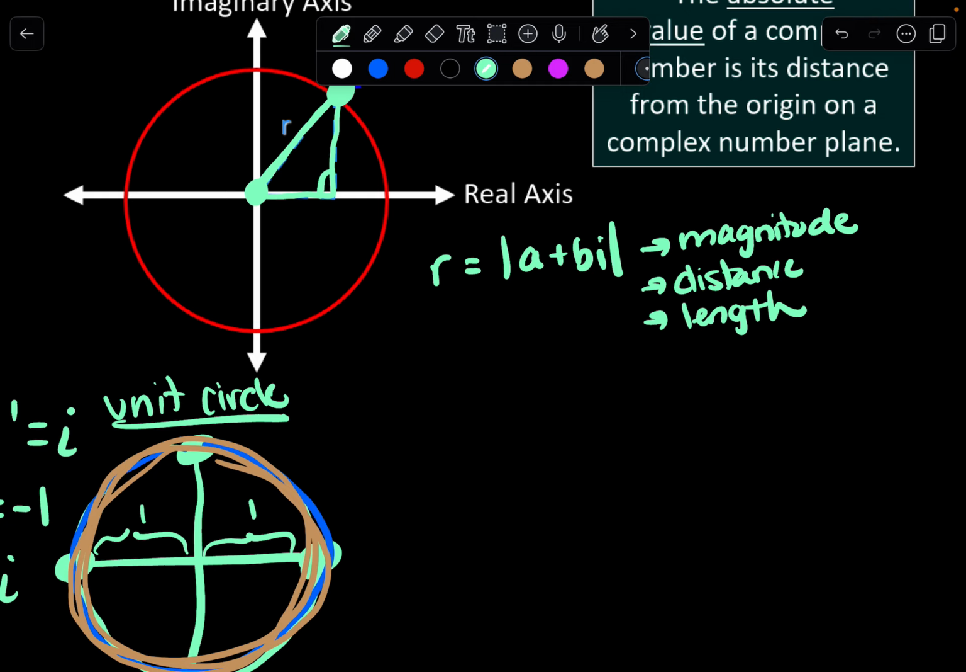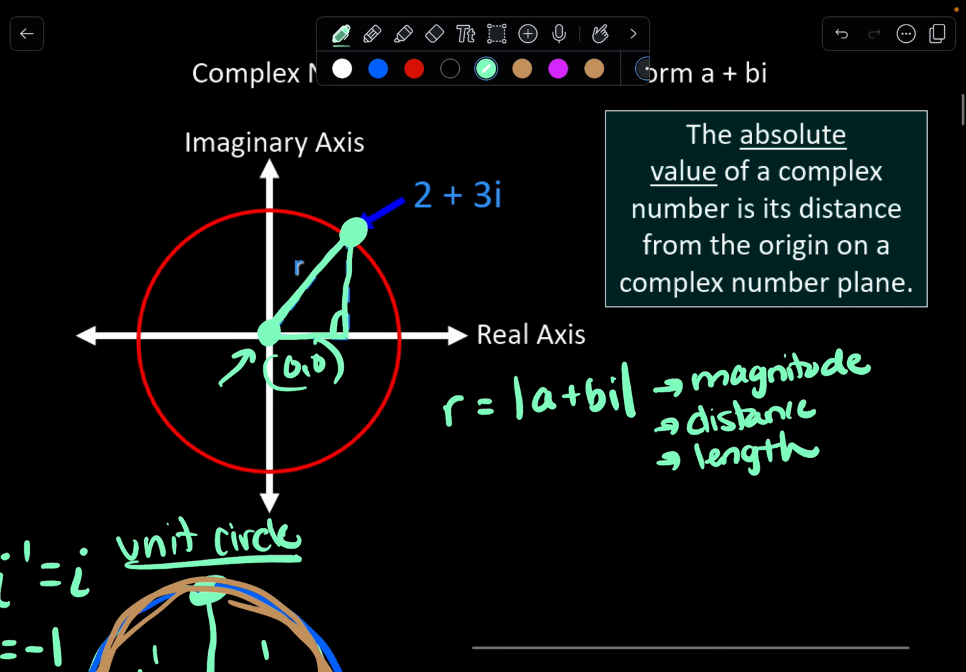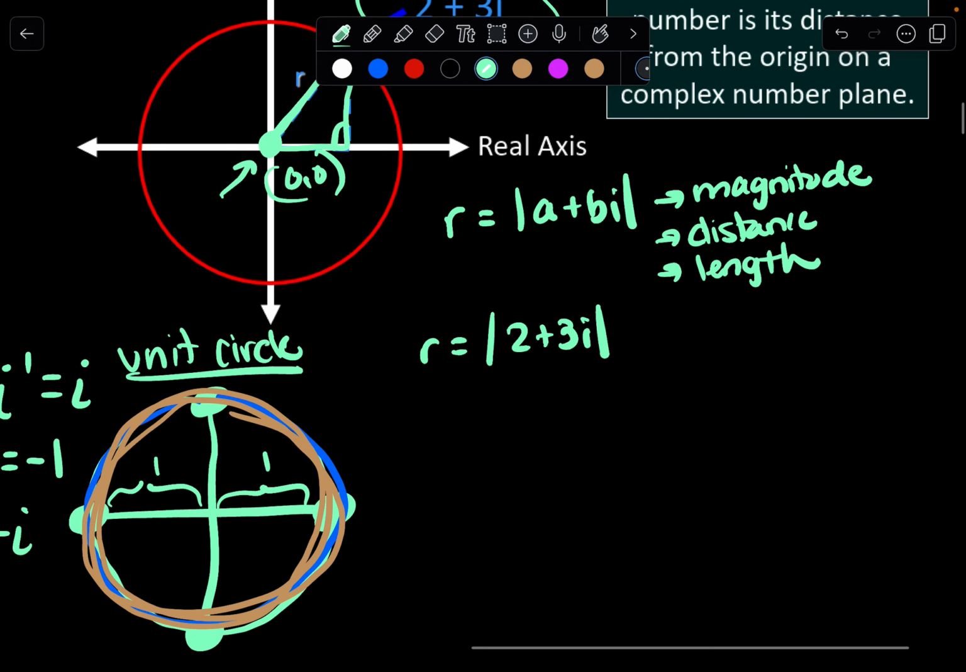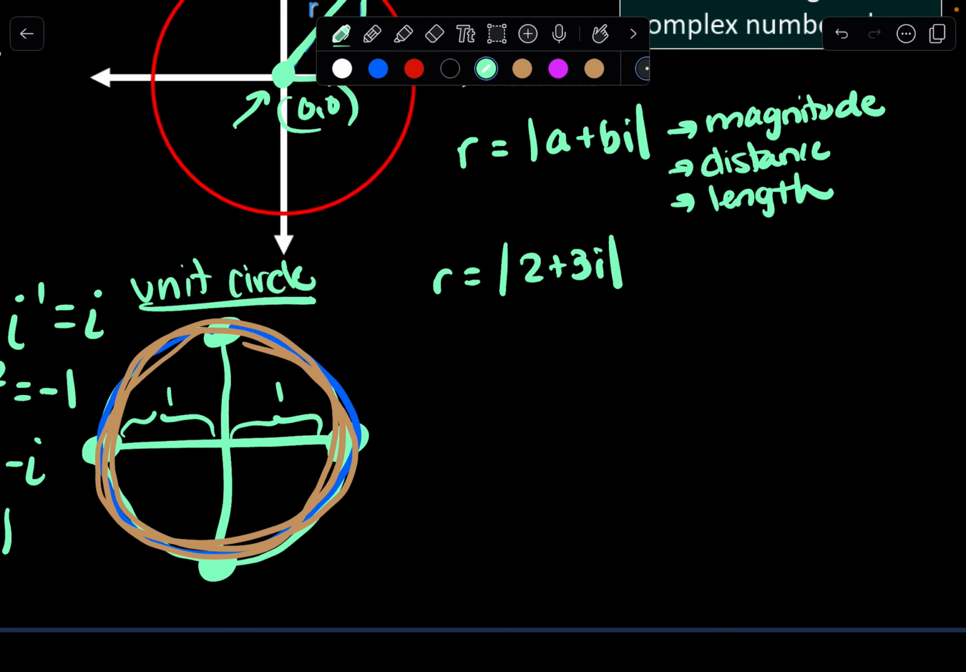But to find magnitude, you can use the distance formula, which is the Pythagorean theorem. Distance formula is x1 minus x2 or vice versa. However, because one of our points is (0, 0), we end up just using the complex number itself. So from here, if we want to find the radius, we have 2 plus 3i. Right? The radius is the magnitude of this complex value.